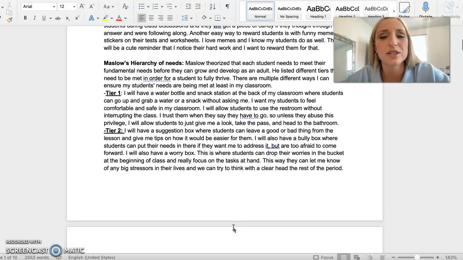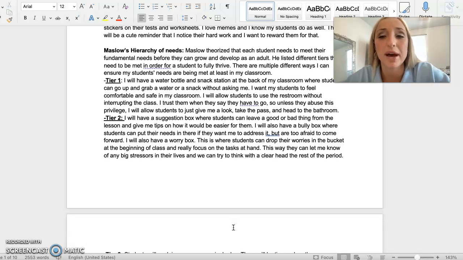For tier 2, I will have a suggestion box where students can leave a good or a bad thing from the lesson and give me tips on how it would be easier for them. I'll also have a bully box where students can put their needs in there that they want me to address but are too afraid to come forward.